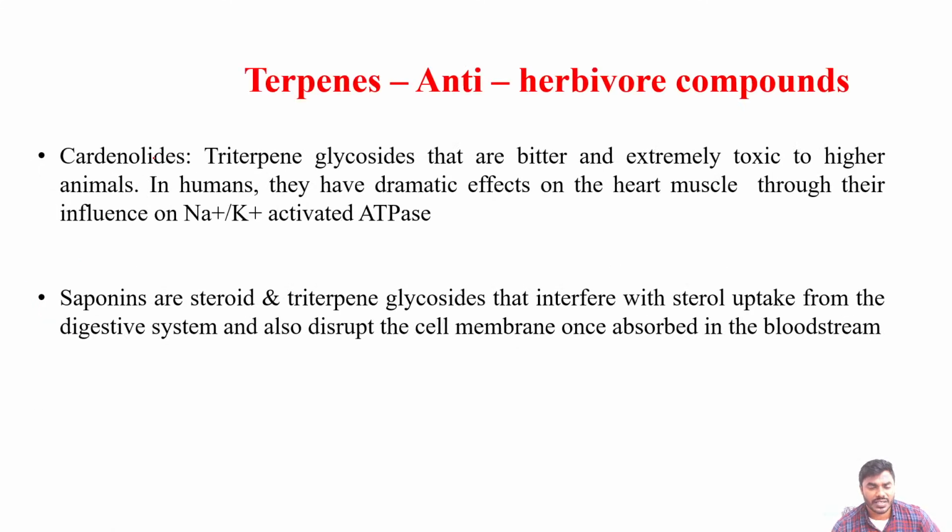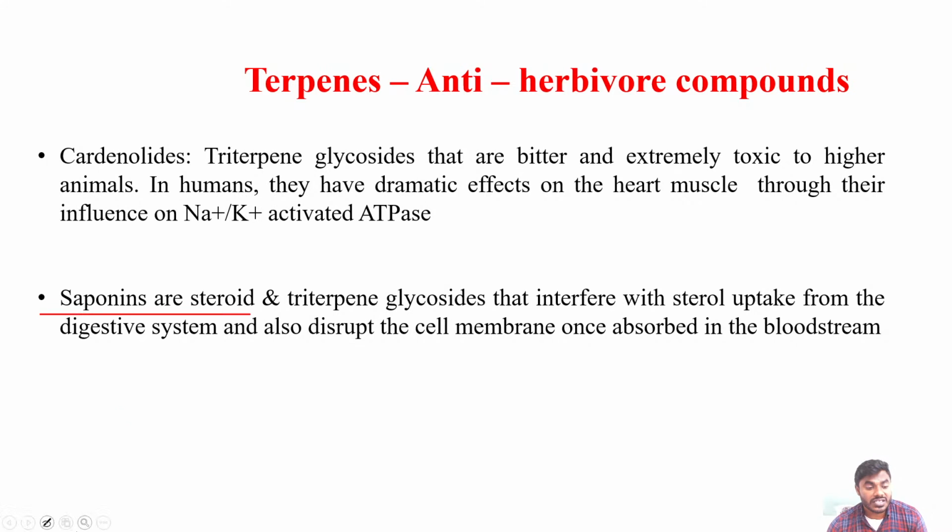Don't forget the examples. And friends, only remember examples as a revision. There are two types of terpenes which are extremely active against the herbivores. What are those, friends? Cardenolides and saponins. Please just remember the names, nothing else. Cardenolides will cause, suppose, everyone remember, I am a herbivore. I have eaten a plant which contains the cardenolides. You know what happened? Those cardenolides enter my body, they will show a dramatic effect on the sodium potassium activated ATPase pumps. Do not get confused with that particular point.